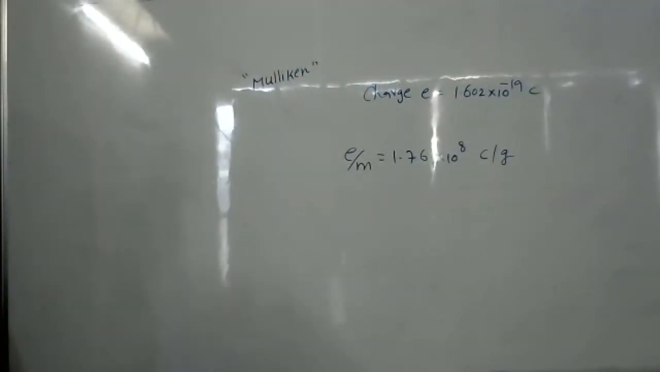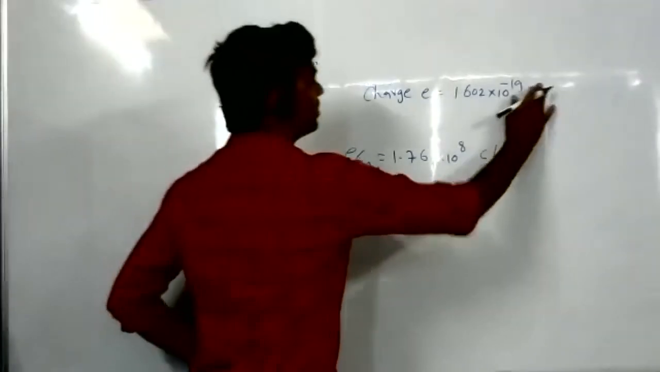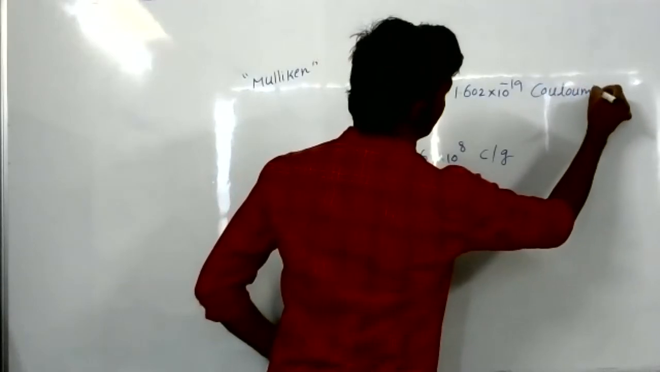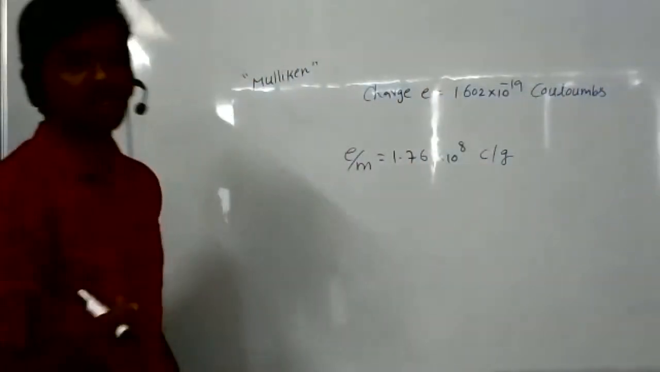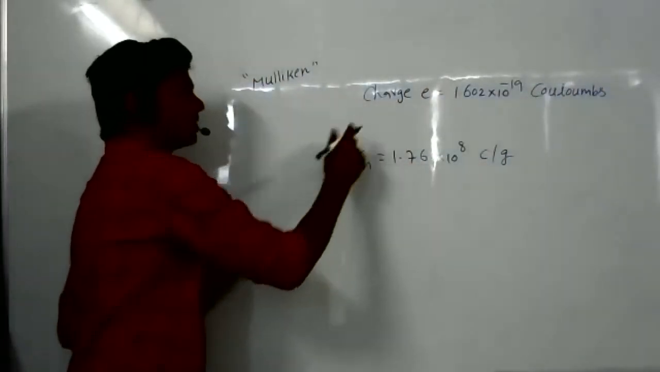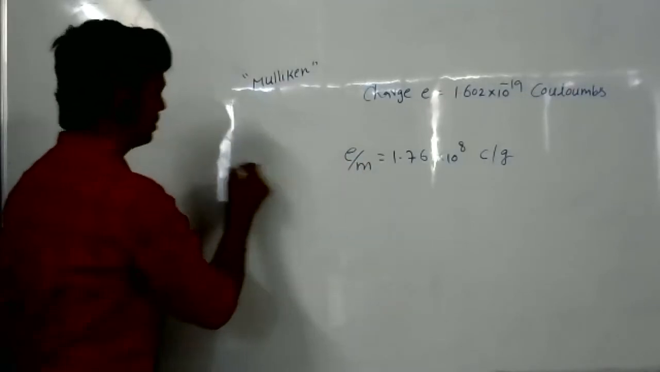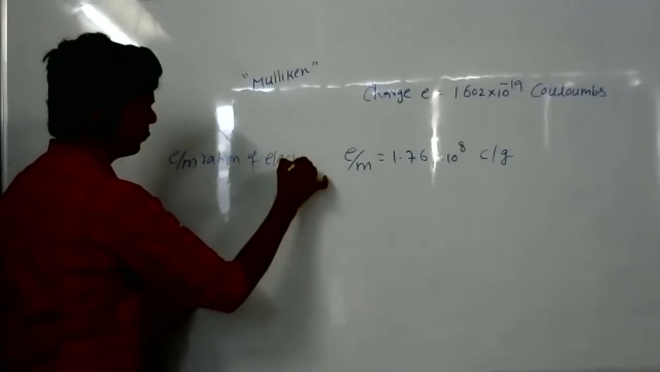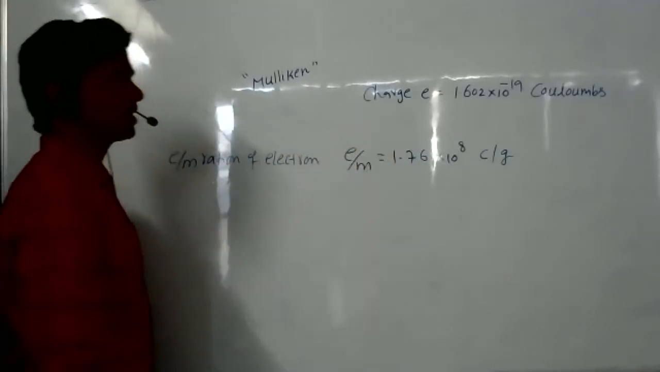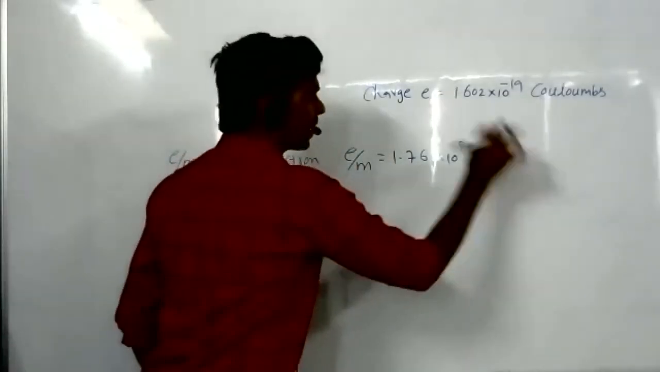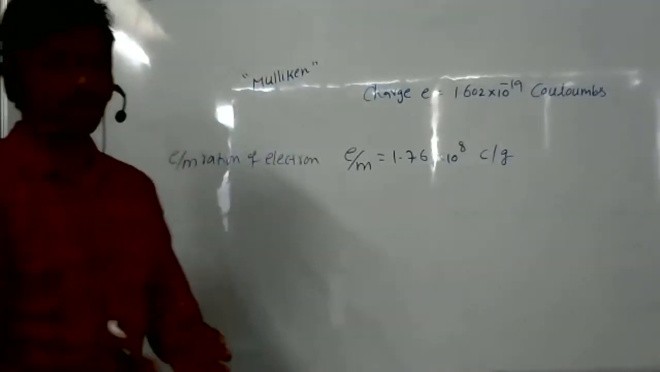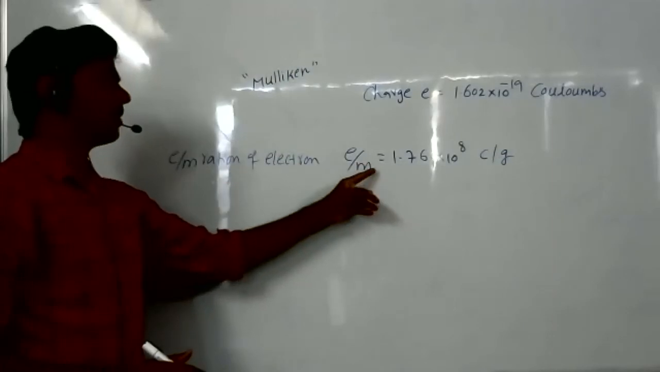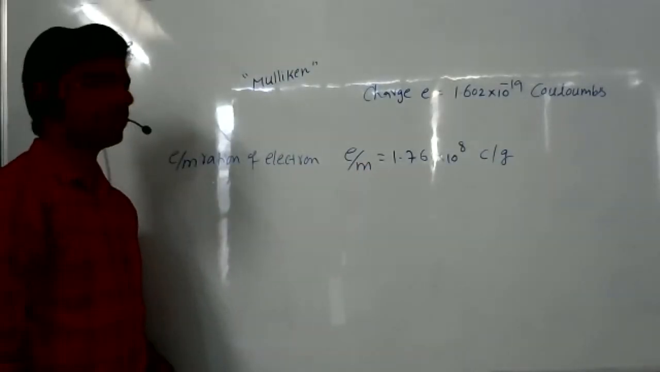What is C? C means coulombs. These are units of charge, a very small unit of charge. The e/m ratio of the electron is 1.76 × 10^8 coulombs per gram. Direct calculation of the mass of the electron is not possible, that's why he proceeded with this method. e/m is equal to 1.76 × 10^8 coulombs per gram.